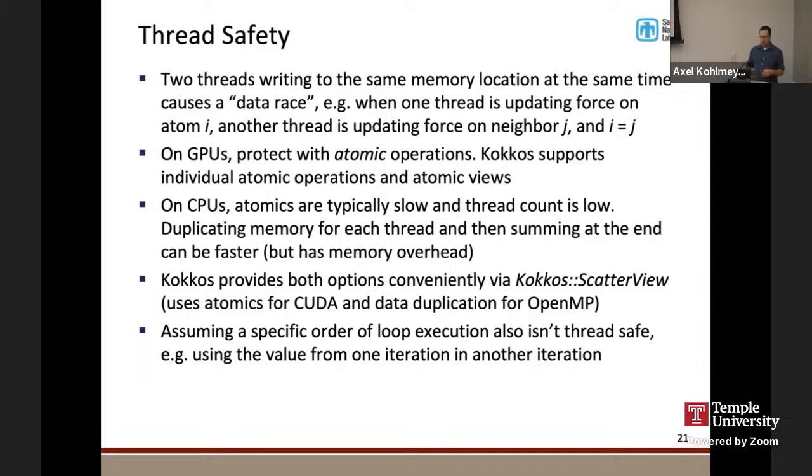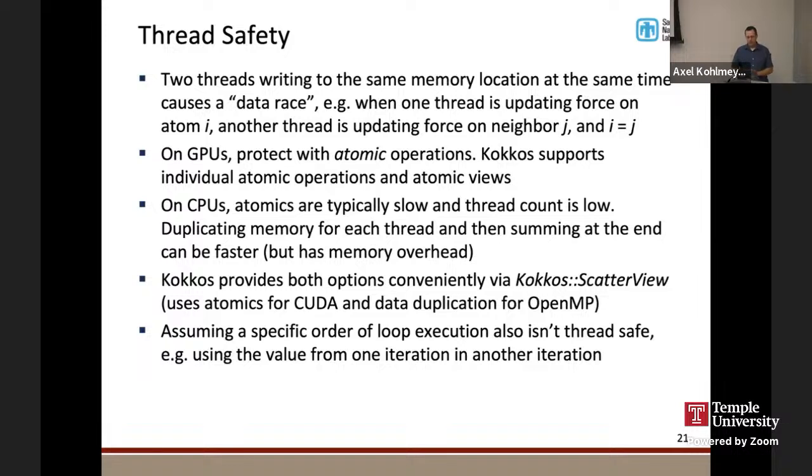Kokkos supports both individual atomic operations, so just like a single addition, or you can also mark an entire view as atomic, and then all of the operations on that view will also be thread safe. On CPUs, atomics are generally slow, and you also are using a low thread count, 16 threads or less, typically on CPUs for multi-threading.